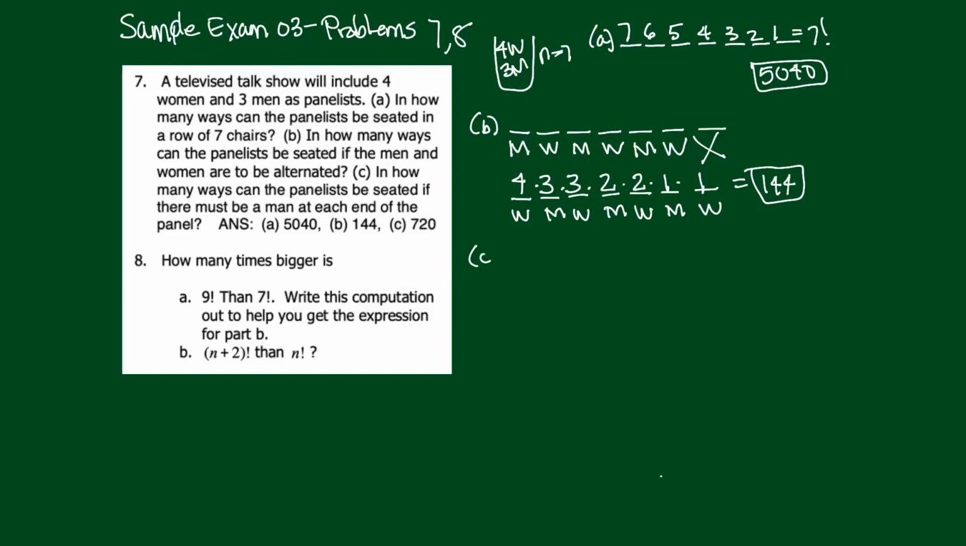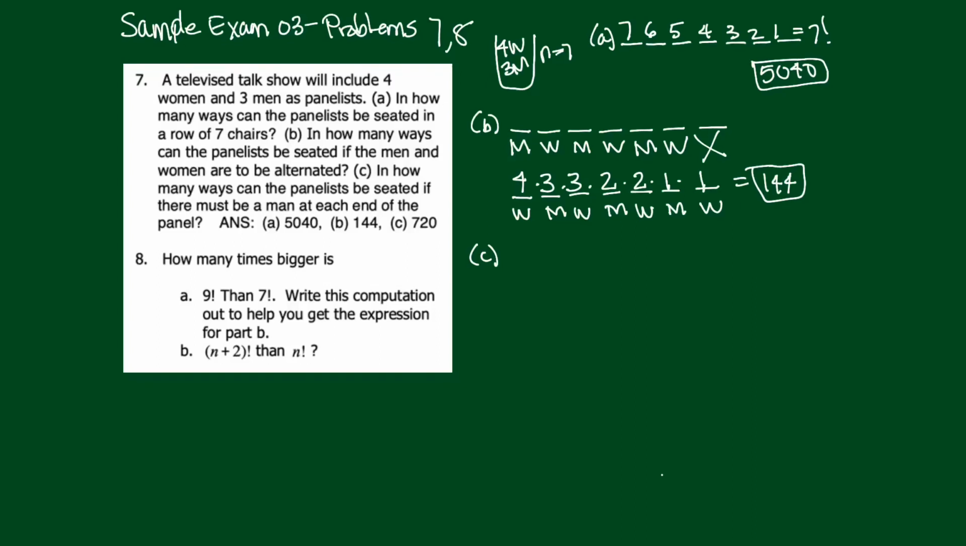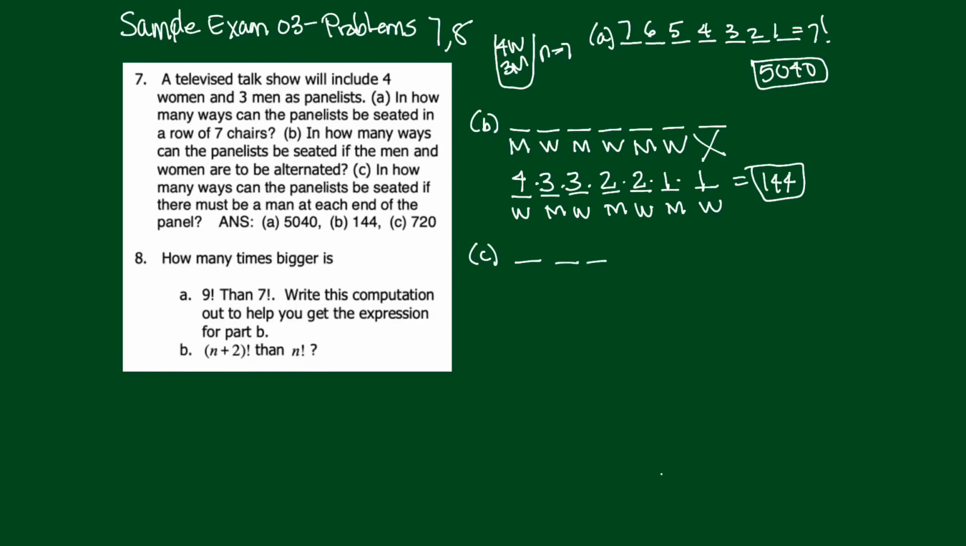And then in part C, what we want is how many ways can the panelists be seated if there must be a man at each end? So 1, 2, 3, 4, 5, 6, 7. Need a man here, and then it doesn't matter. Any combination will go right here. So to start with, from the leftmost position, there's 3 men. Choose any one of them. And in the rightmost position, there's two men left. Choose either of those 2.